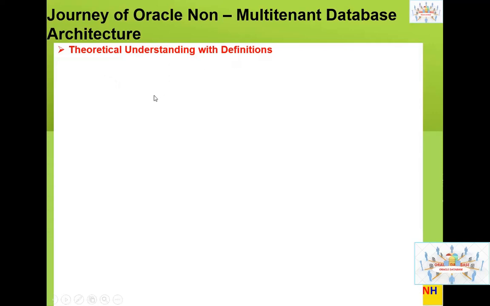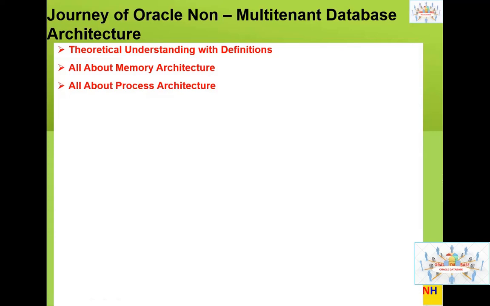The next one is all about memory architecture. This theoretical explanation will include memory architecture, and we are going to have process architecture. Oracle has SGA memory, system global area, it has PGA memory, it has UGA memory. Those are very high level main categories. But we need to get into those things. What is SGA? What are the components of SGA? What is PGA? What are the components? What is the purpose of it? How is it going to work? How are the components going to interact with each other?